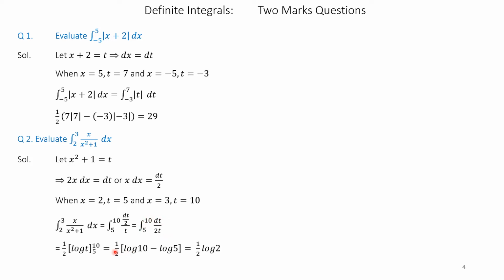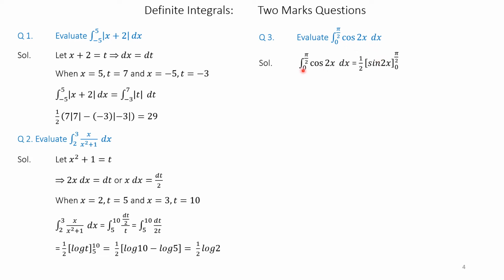So again we'll calculate: for dt by 2t, 2 is taken outside and it becomes half. 1 by t integrates to log of t, log of t from lower limit 5 to 10. Therefore, it becomes half of log 10 minus log 5, that is equal to log 2. Next question. Evaluate 0 to 2 pi of 2 cos 2x dx.